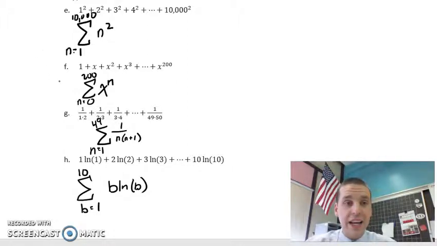Another mistake might have been on F, where the x never changed, so you got to keep x as the base, and then the exponent is the number that changed, that increased. Notice that you always start at 0. This is another way of saying x to the 0 right here. And so you got to always start at 0. You can't start at 1.